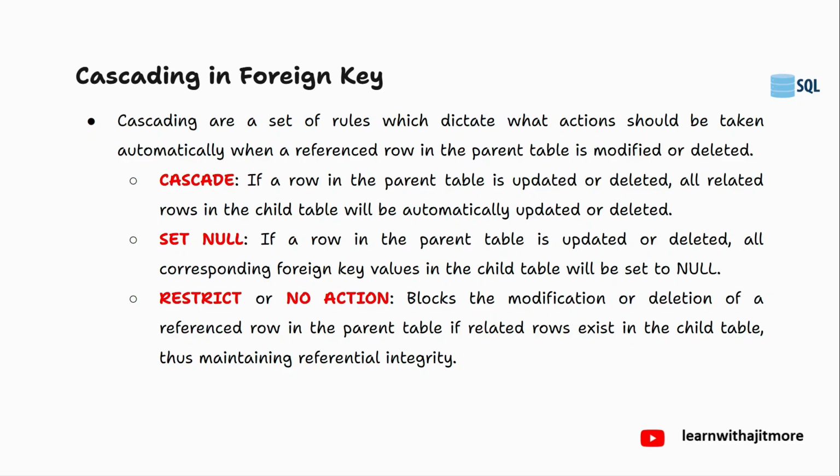And same is for update. Blocks the modification or deletion of a referenced row in the parent table if related rows exist in the child. It is maintaining referential integrity. Integrity means maintaining the values in such a way that they are not going against the rules.